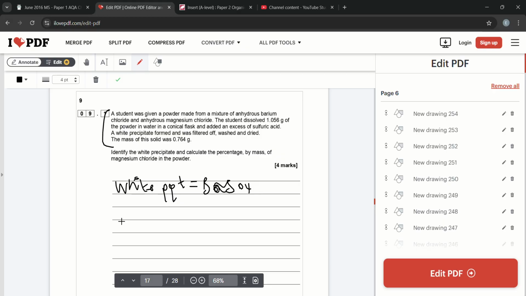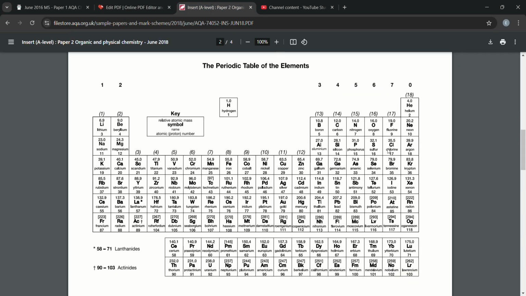So now we can find out the moles of barium sulfate. The moles of BaSO4: we know the mass of the solid was 0.764, divided by the Mr. All we need to do is go to the periodic table. Ba, let's find Ba. Where is that? Still can't find it. It's probably right in front of me, isn't it? Ba, there it is.